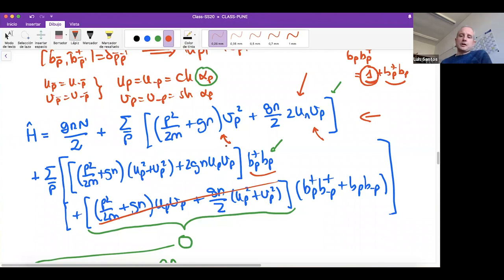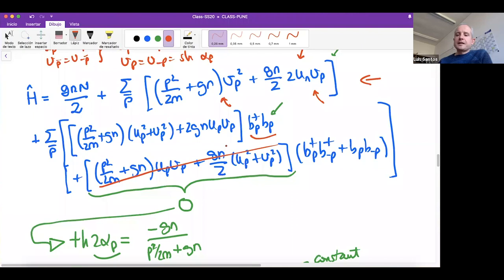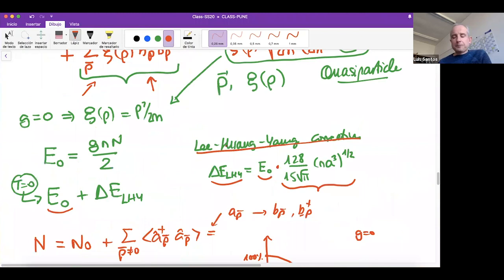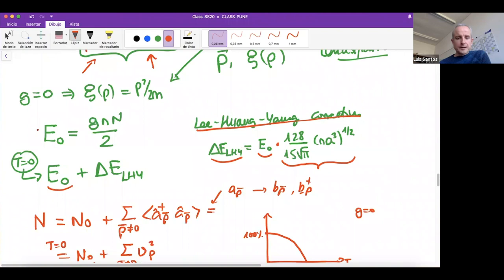Yes. And this, as I say, is typically not relevant because the energy associated with the condensate, this part here, which is called the mean field energy, actually. We will see this in more detail in the next class, the idea of mean field. This mean field energy is much larger than this energy associated with quantum fluctuations. Now, this is not true if the interactions are strong.